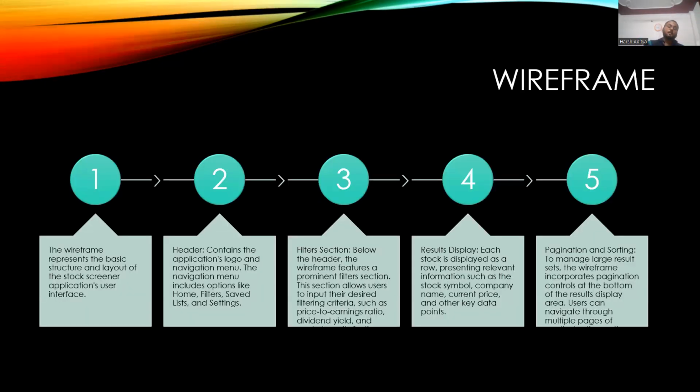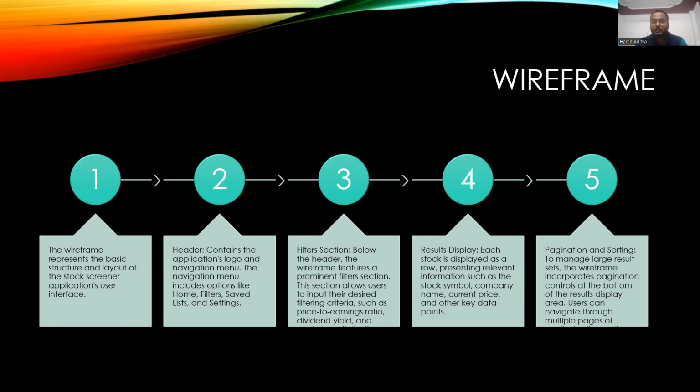So let's talk something about the wireframe. The wireframe represents the basic structure and layout of the stock screener application's user interface. The header contains the application logo and navigation menu. The navigation menu includes options like home, filters, saved list, and settings. The filters section is below the header section, and the wireframe features a prominent filters section. This section allows users to input their desired filtering criteria such as price to earning ratio, dividend yield, and market capitalization, etc.